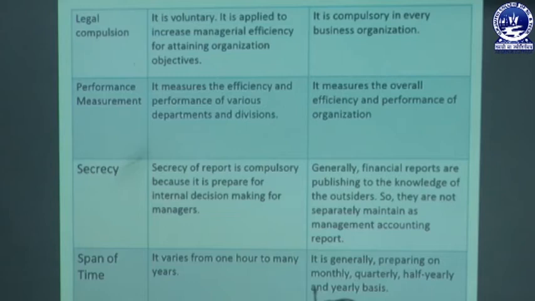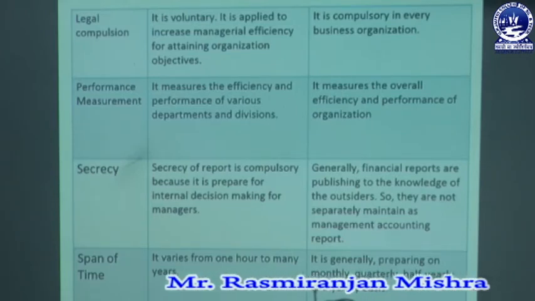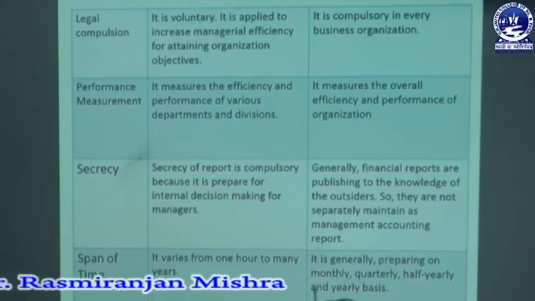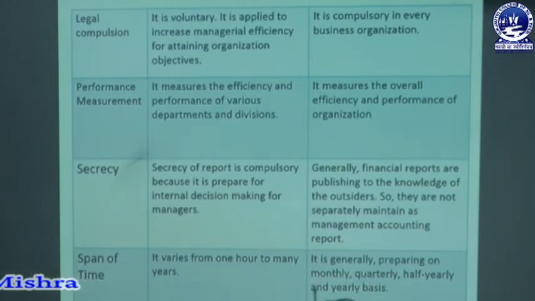It is only applied to increase managerial efficiency. If management thinks that they will increase managerial efficiency through their rules and regulations, then they can do so. There is no such compulsory legal rule or obligation.